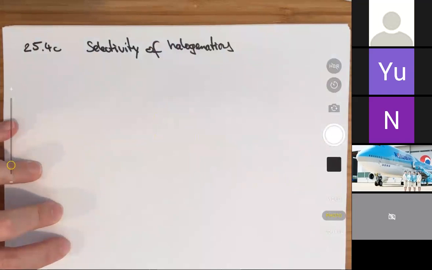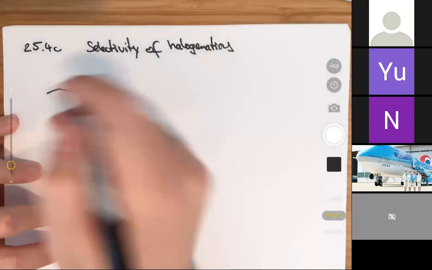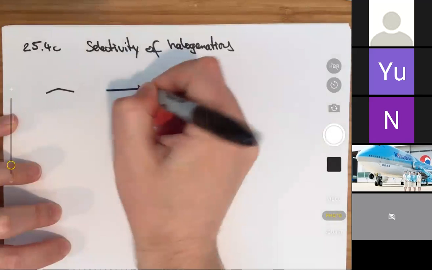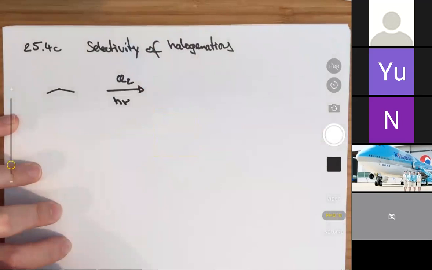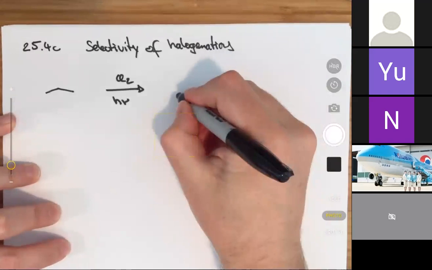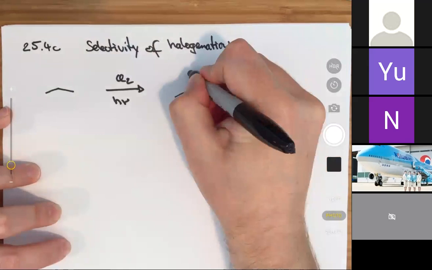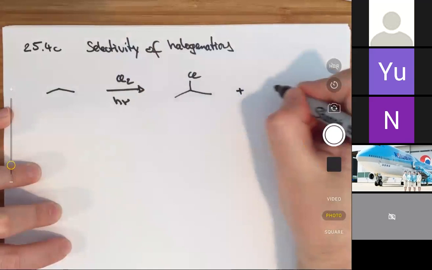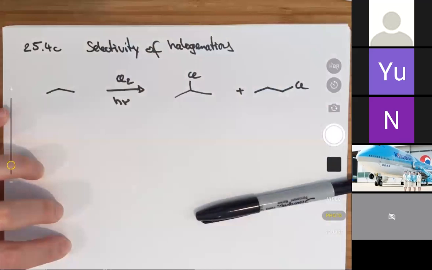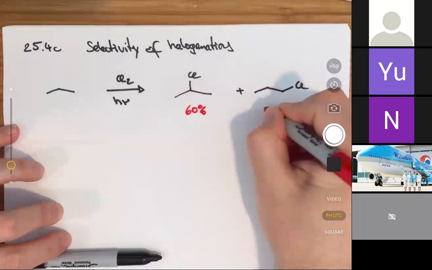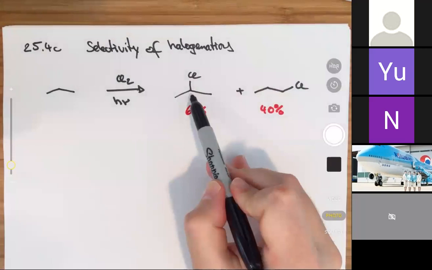So if we compare two reactions, so let's say we have propane and we react this in a chlorination reaction, so Cl2, and we generate the radicals with light, we get a reaction mixture. I'm not going to draw all the individual steps here. I'm just going to draw out the reaction products that we isolate from that. We get about 60% of the secondary chlorination, and we get about 40% of the primary chlorination product.